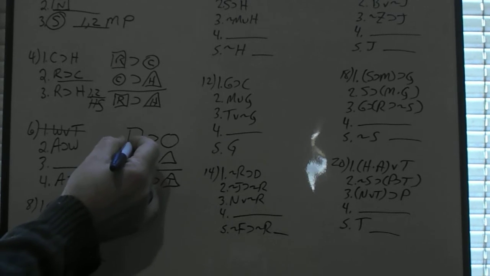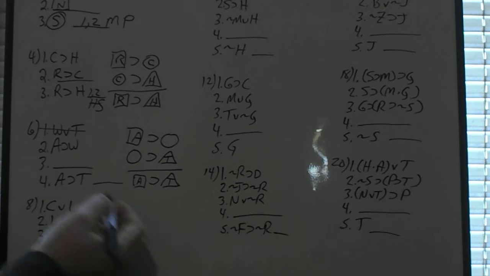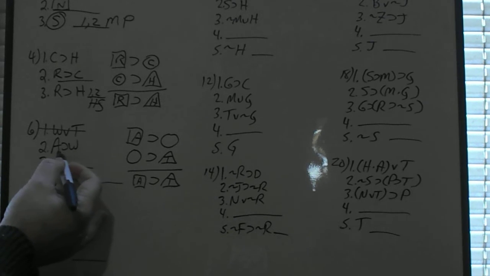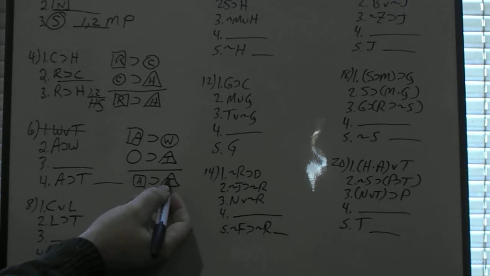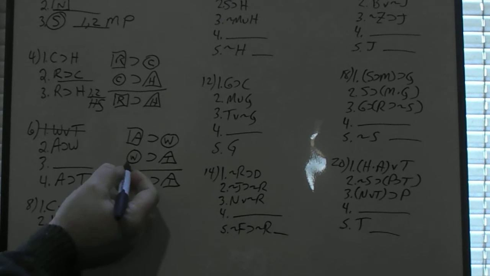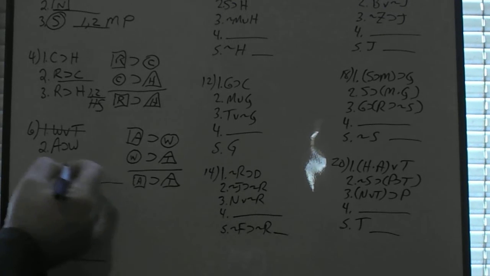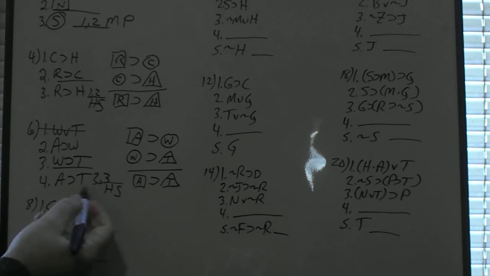So the square is A, the triangle is T. What we have is if A then W, so the A is the antecedent, so that means the circle here is going to be W. Once we know that, we know this circle is also W. So what's missing would be if W, then T. And so lines 2 and 3, hypothetical syllogism, would yield our conclusion.